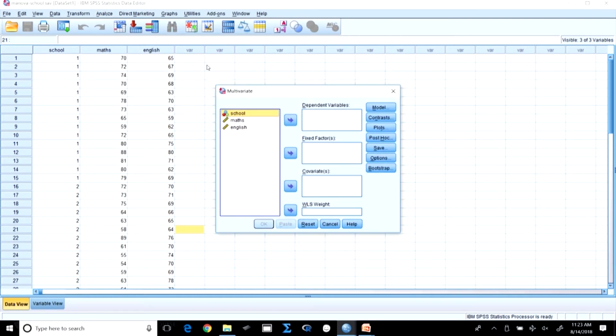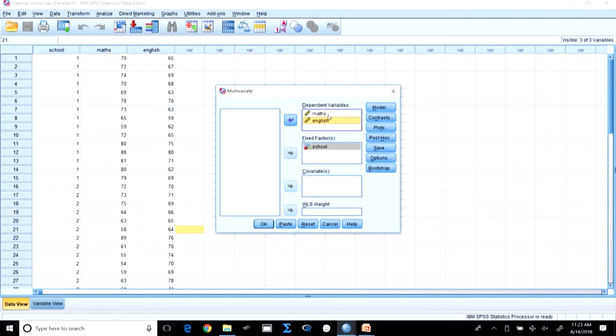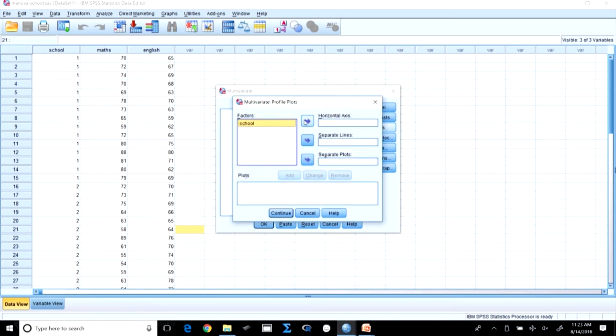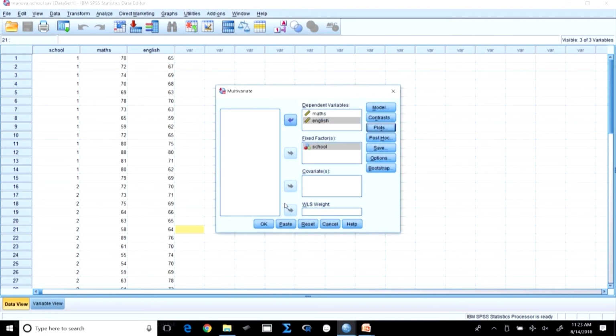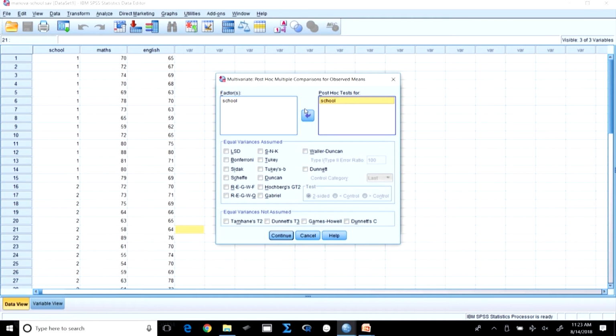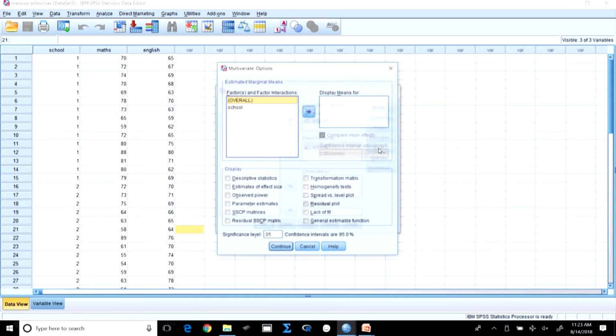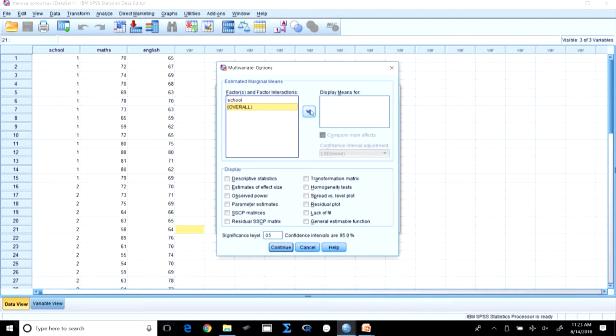So, which is my fixed factor or my independent variable? You remember this, fixed factor means we are talking about the factors, the treatments basically. What treatment is there? The school is the treatment in this case. Maths is my dependent variable, English is my dependent variable. So, the score of maths and English depends on which school the student comes from. Now, I will go to plots as I had shown you there, add, continue. For post hoc, I want to compare between the 3 schools A, B, C and see which one is the best. Then I go to options and display means for schools.